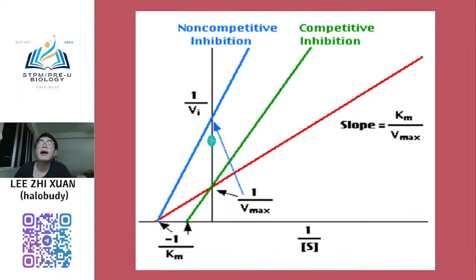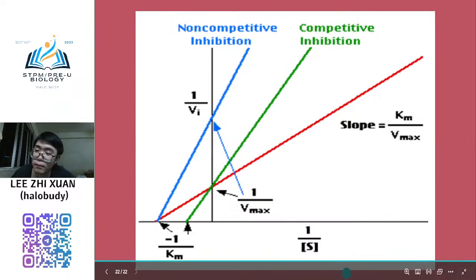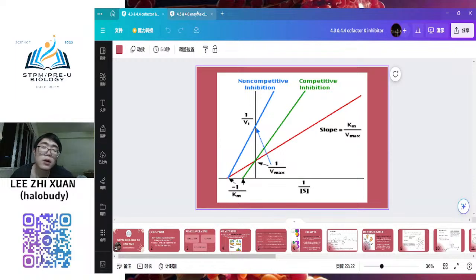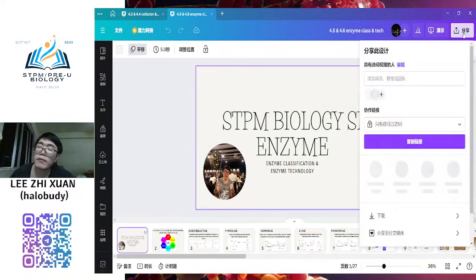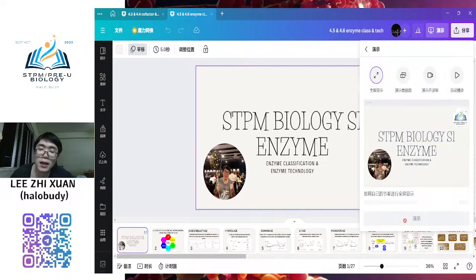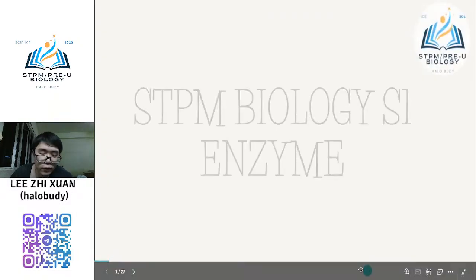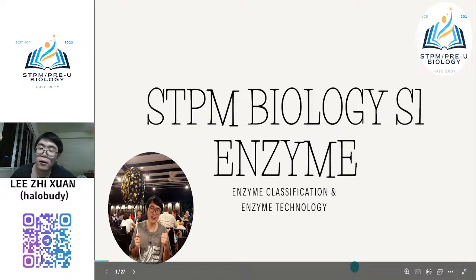Okay, so I think that's all for cofactor and inhibitor. Any questions? Oh, no questions. So now I will proceed to enzyme classification and enzyme technology, the last two topics for this chapter. Okay, if no questions, I will proceed.